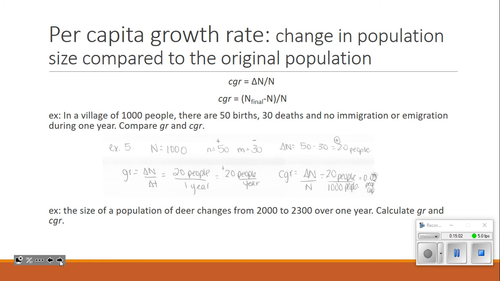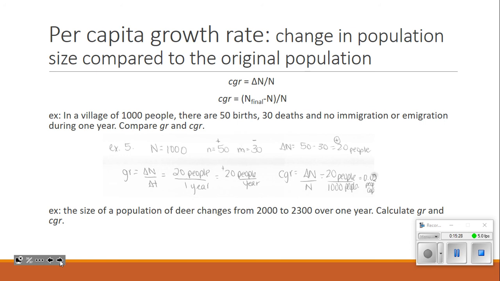0.02, very small. And this is a pretty typical thing. The per capita growth rate is very often a small number. It's often much smaller than the growth rate over time because we're comparing it to the total population size instead of just to time. The unit for per capita growth rate will always be organisms per capita.